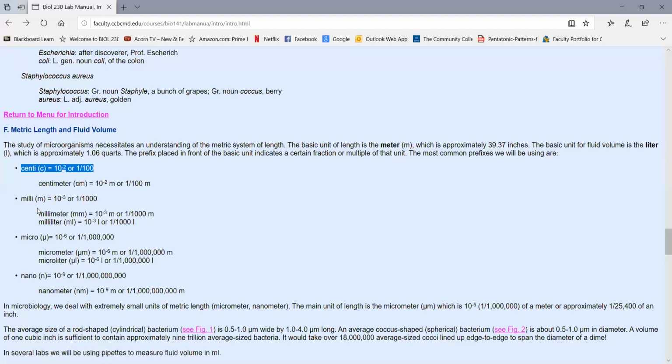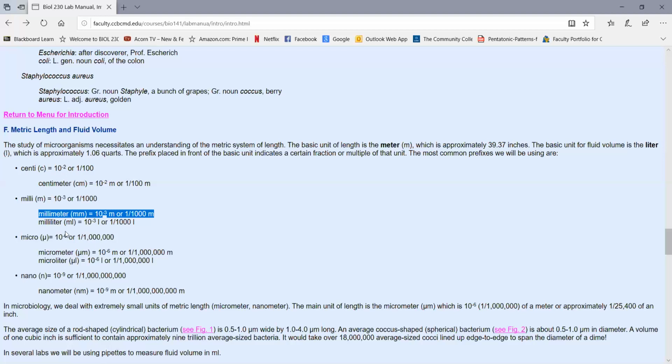Now, the next smaller unit, the prefix is milli, abbreviated m, which is 1/1000th, or 10 to the minus 3. So a millimeter is 1/1000th of a meter, which is actually 1/10 of a centimeter. And those are the smallest units you see on a metric ruler. Now, we're going to be using the term millimeter later on when we do antibiotic susceptibility testing, where we'll be measuring the diameter of zones of inhibition around antibiotics in millimeters using a metric ruler.